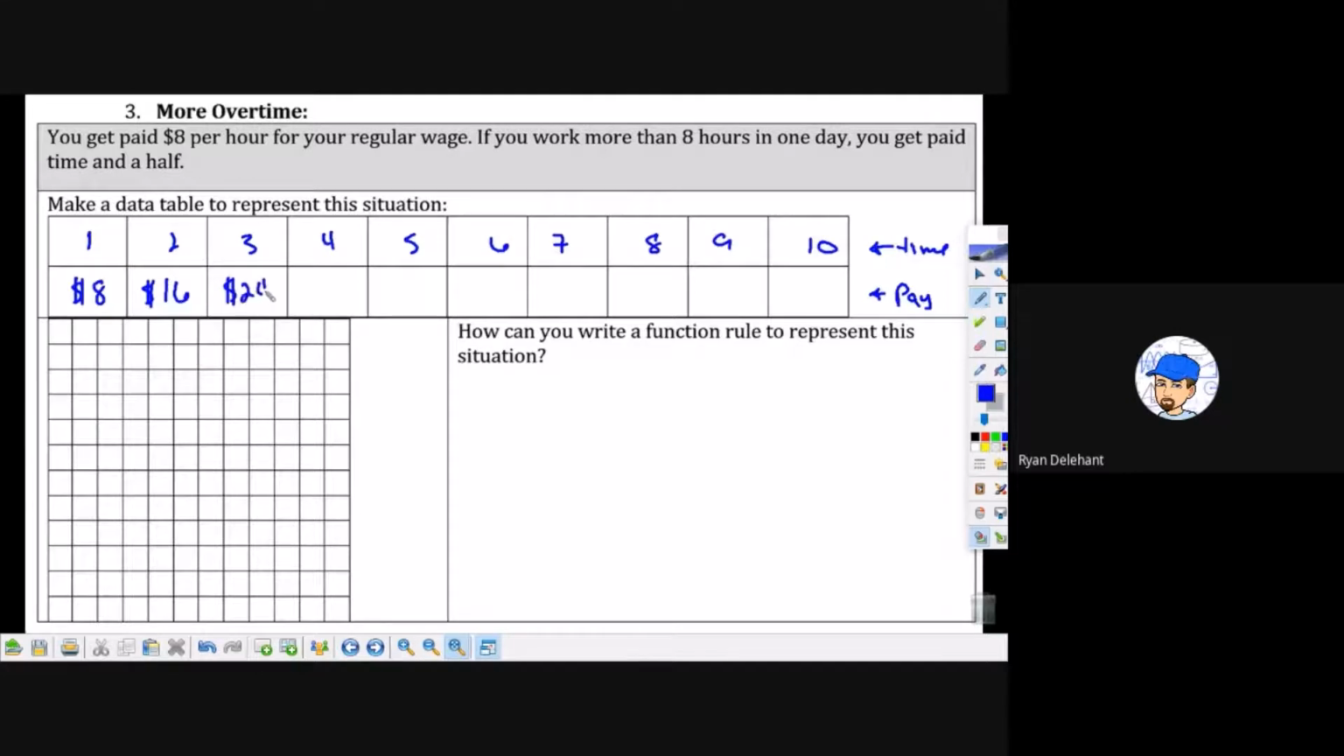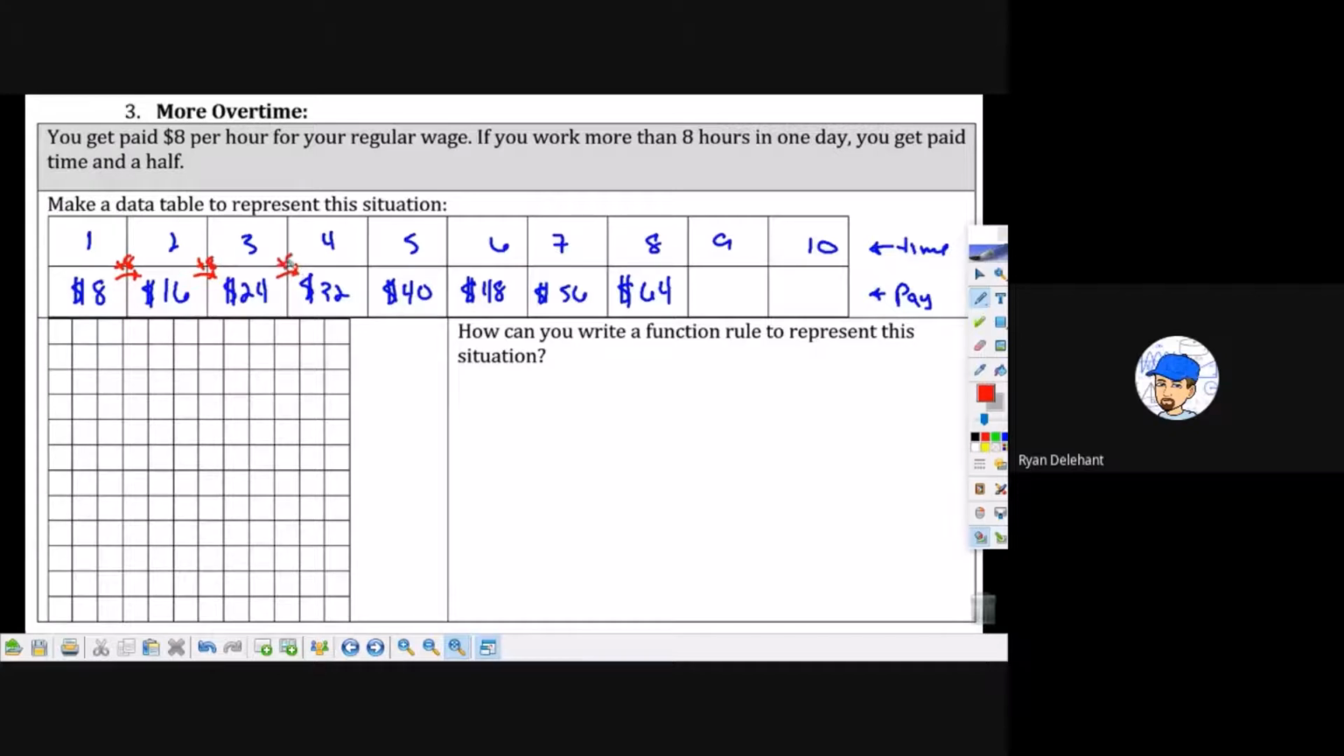Then this is 24, 32, 40, 48, 56, 64. What happens as soon as we pass that 8th hour? All of these changes, we can see it really easy, this is going up by 8 each time.